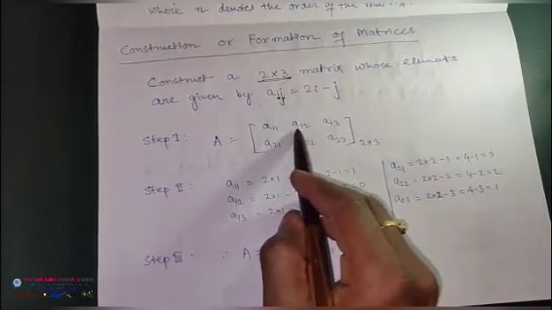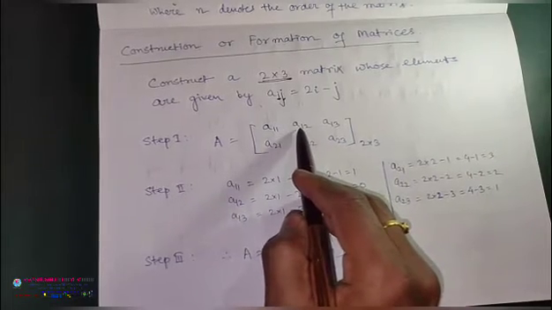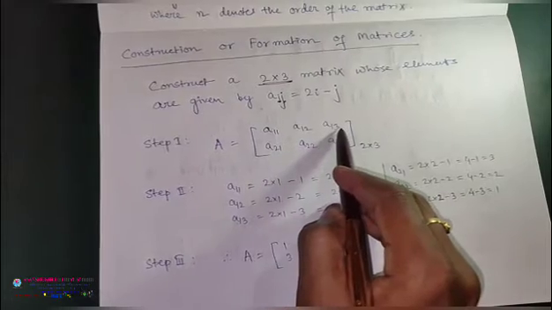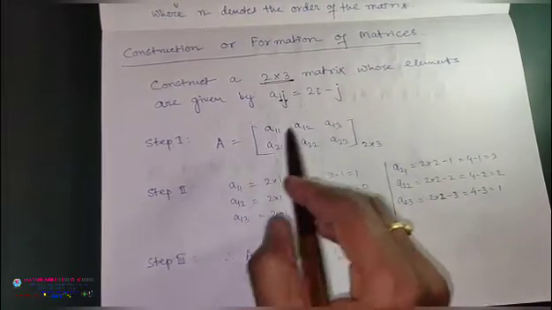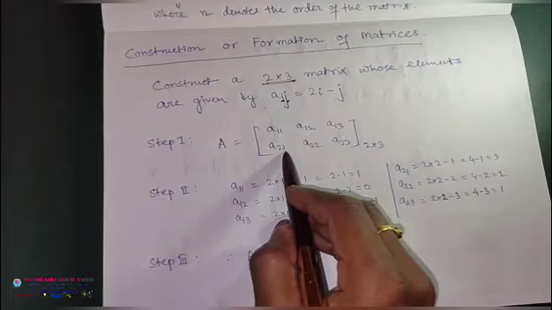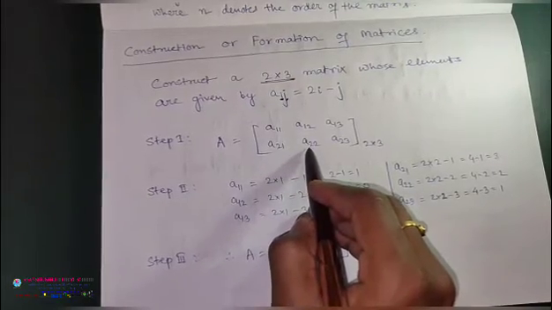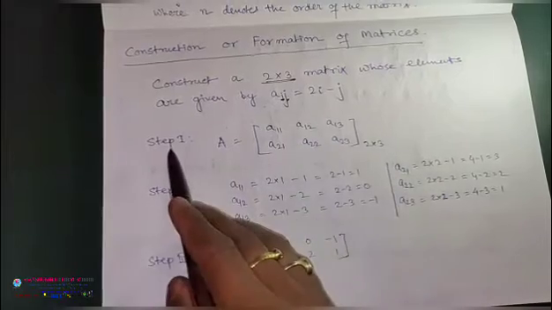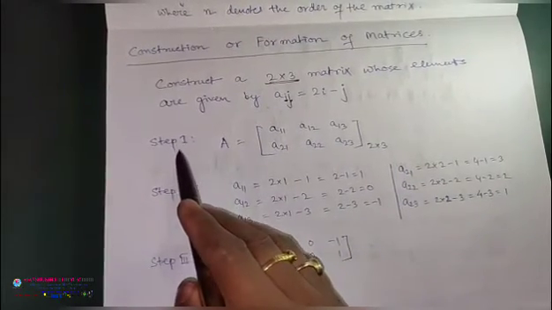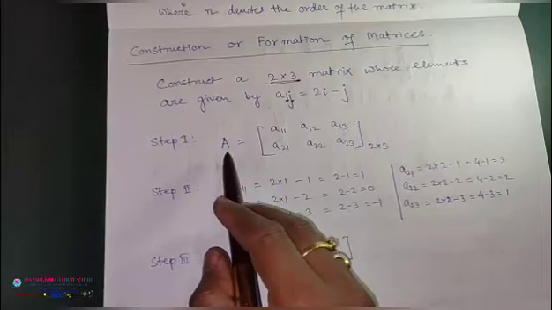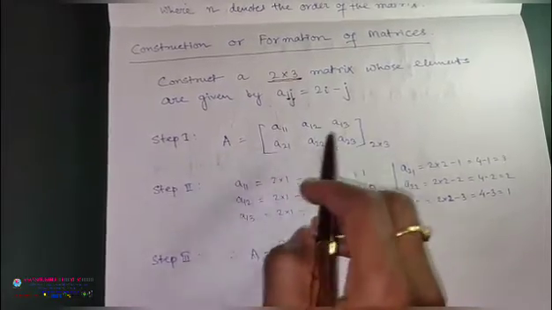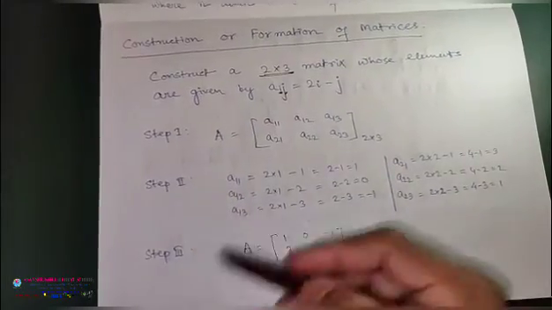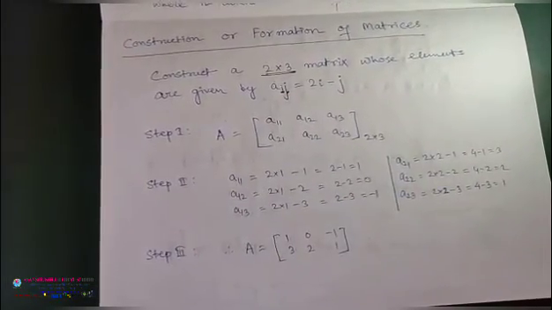Second element should be a12, since it is in the first row and second column. First row, third column, that is why a13. Similarly, second row, first column a21, second row, second column a22, second row, third column a23. So this is our first step. In the first step, we have to take one matrix whose number of rows is 2 and number of columns is 3. Now we have to find the elements of the matrix.